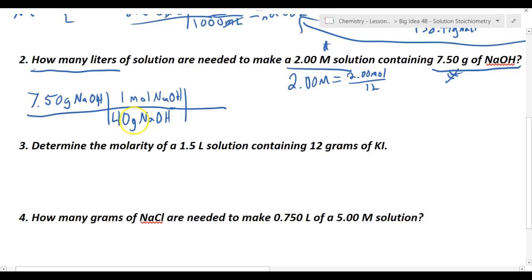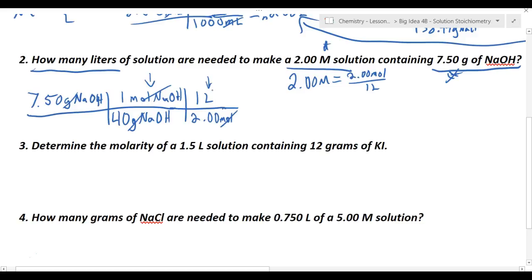Okay, so just like that, our grams of NaOH cancel out, and now we have our unit in moles. Now we can go from moles to liters using our molarity conversion factor. So that says we have 2.00 moles for every 1 liter. Now our moles of NaOH cancel out, and we're left with our unit in liters.